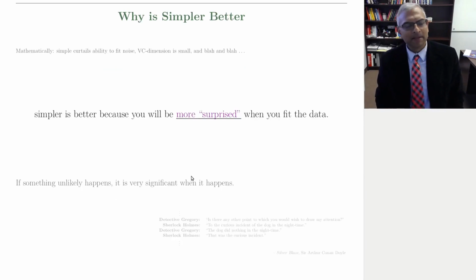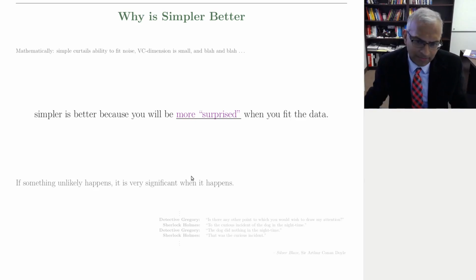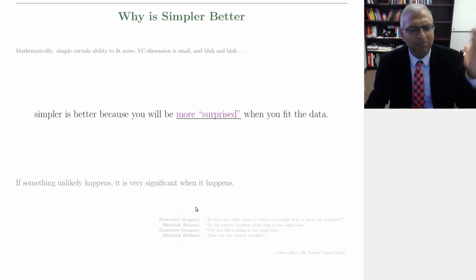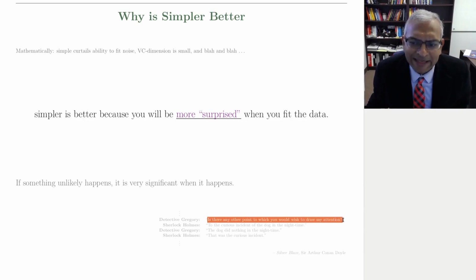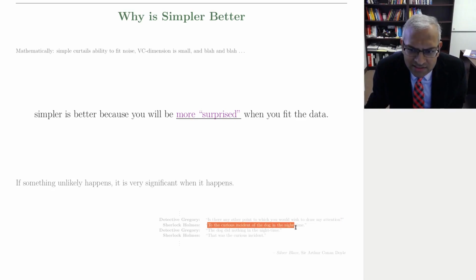Now I'm going to take you back to my childhood. I used to love reading Conan Doyle's Sherlock Holmes stories. I've highlighted an excerpt from one story here. Detective Gregory is the typical bumbling detective who doesn't know what's going on, and he asks Sherlock, is there any point to which you wish to draw my attention? And then Sherlock says, to the curious incident of the dog in the nighttime.